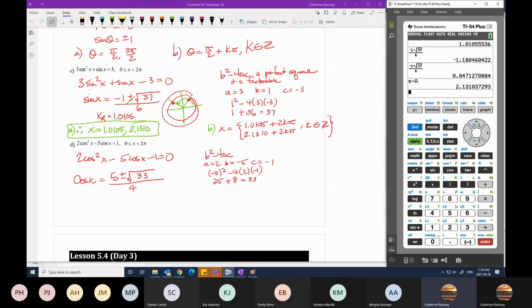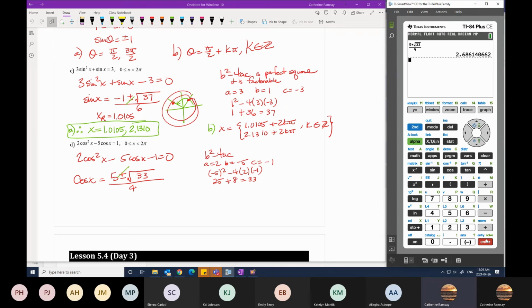So if I punch this into my calculator, I'm just going to clear my screen here. Again, the little trick is alpha y equals, so that you can get the fraction key, and then it's a lot easier to type in. So 5 plus the square root of 33 over 4. So I get 2.686. So is that a legit cos trig ratio? No, right? It's bigger than 1.